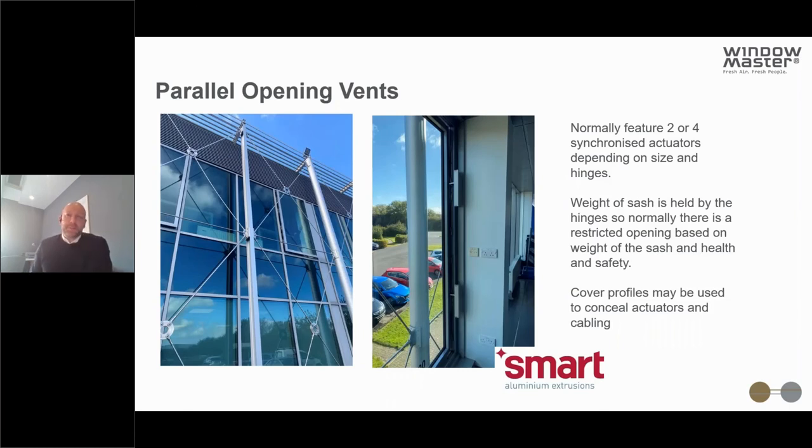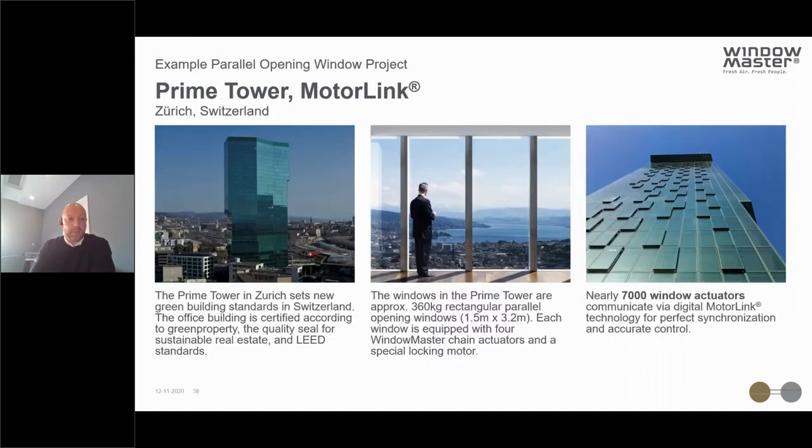Parallel opening vents have become a bit of a new trend, I think, in recent years. They normally feature 2 or 4 fully synchronized actuators, depending on the size of the window. The majority of the weight of the vent is held on the hinges, and so the actuators are there literally to control that and overcome the friction of the hinges. Quite often cover profiles might be used to conceal the actuators and the cabling.